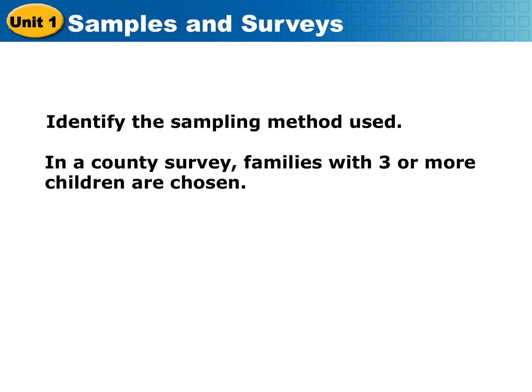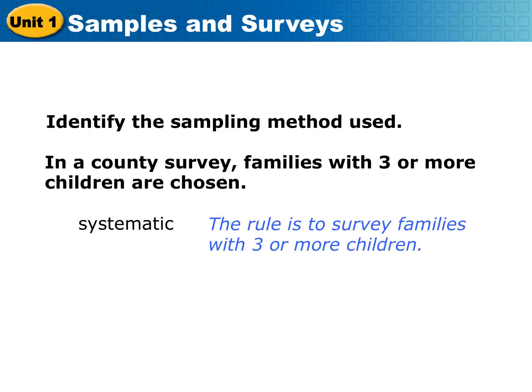In a county survey, families with 3 or more children are chosen. The rule is to survey families with 3 or more children. This is systematic.